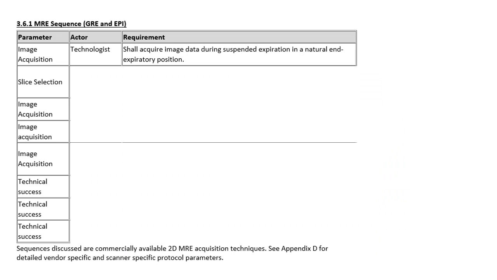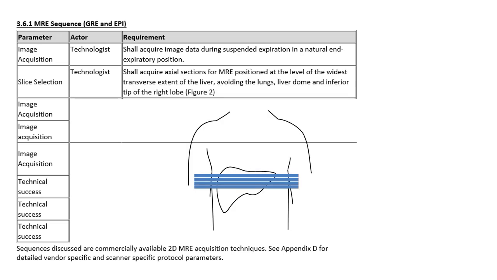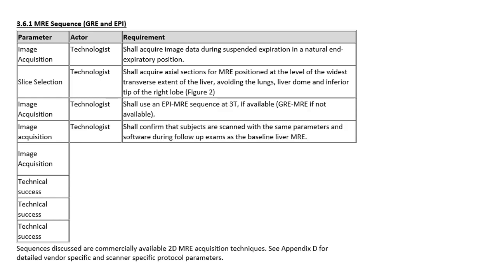Images should be acquired with the subjects at end expiration. The technologist shall acquire axial sections for MRE positioned at the level of the widest transverse extent of the liver, avoiding the lungs, liver dome, and inferior tip of the right lobe. If possible, the technologist shall use an EPI MRE sequence at 3T.